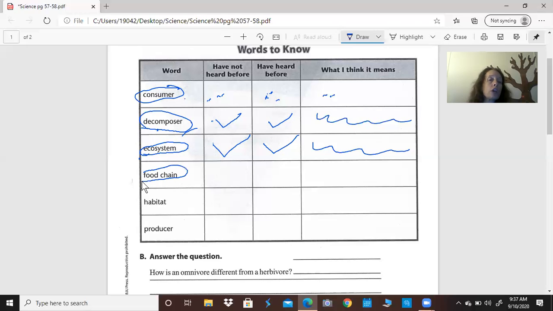Next two words, Jeff. Food chain. Food chain. If you have never heard food chain before, mark it here. If you have heard the word food chain before, mark it here. If you think you know what it means, write it here.